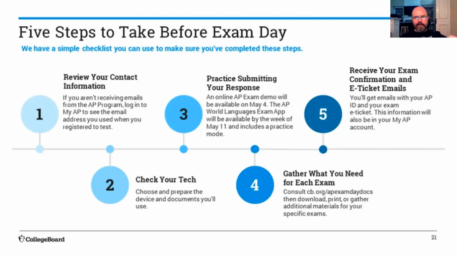For our exam, it's that formula sheet, same one that we used in class. Receive your exam confirmation and email tickets. You'll get emails with your AP ID and your exam e-ticket. If you don't get it, it's in your MyAP account.